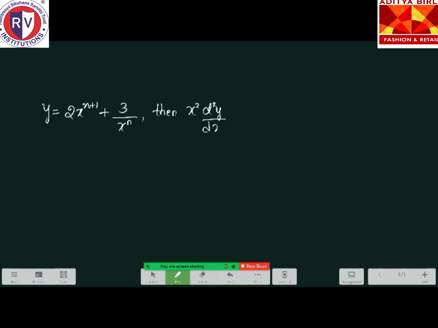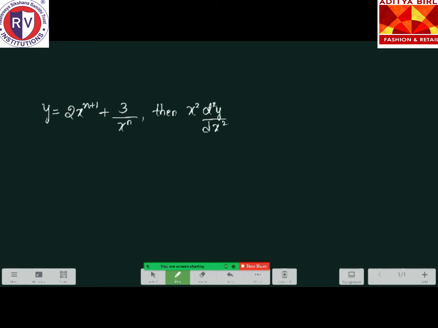This was a question in the year 2020. Look at the question. If y equals 2x to the power of n plus 1, plus 3 by x to the power of n, this is the y given, then you have to find out x square into d square y by dx square.